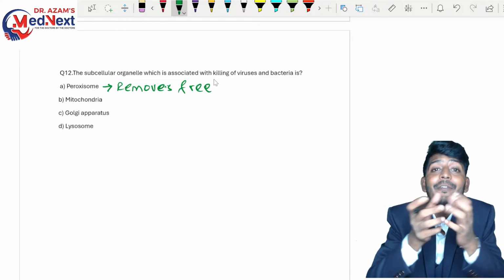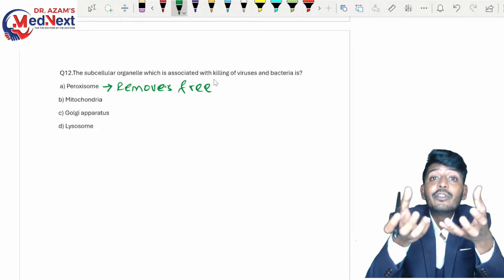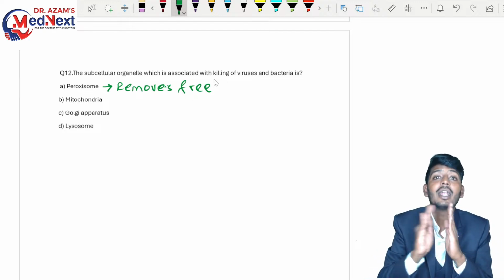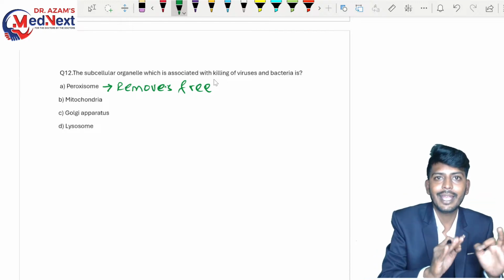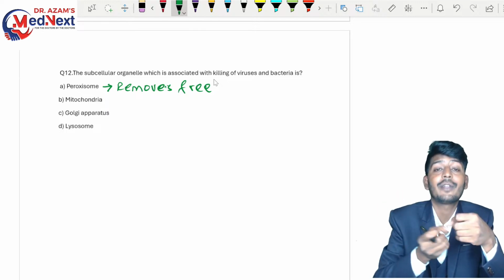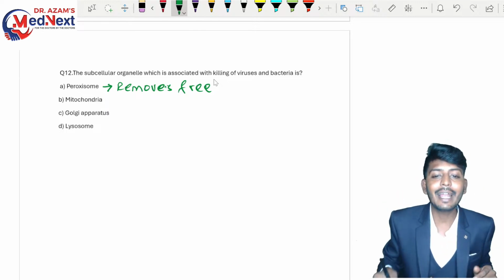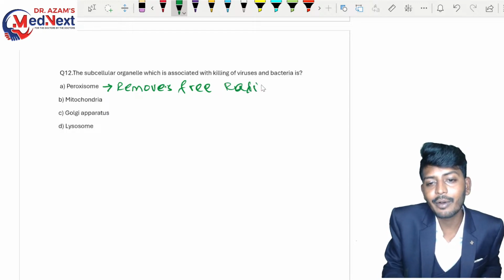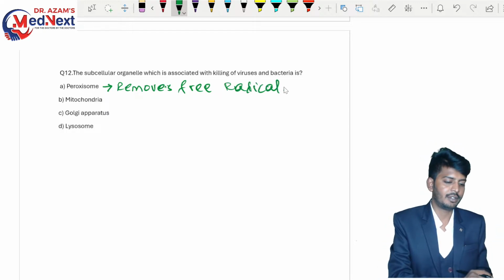So that free radicals are dangerous for the body. So that is why in our body we have antioxidant, ठीक है. Antioxidant which removes what, which removes the free radical. So free radical remove करने में मदद करता है, removes free radicals, that is done by your peroxisome.